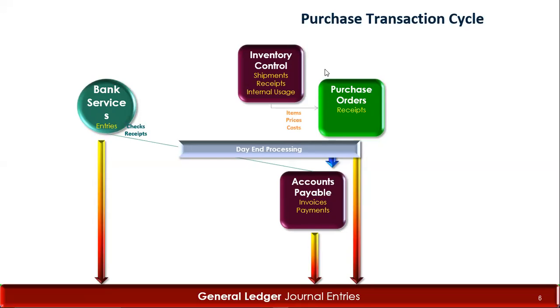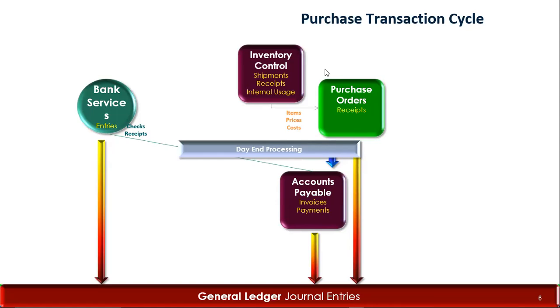So what this means is that for now we are looking at the purchase transaction cycle. For inventory, you have shipments, you have receipts, you have internal usage. Okay, don't bother about the inventory module. But for purchase order, you have to tell me the double entry that will be passed on receipt. So under purchase order receipt, what's the double entry that will pass?